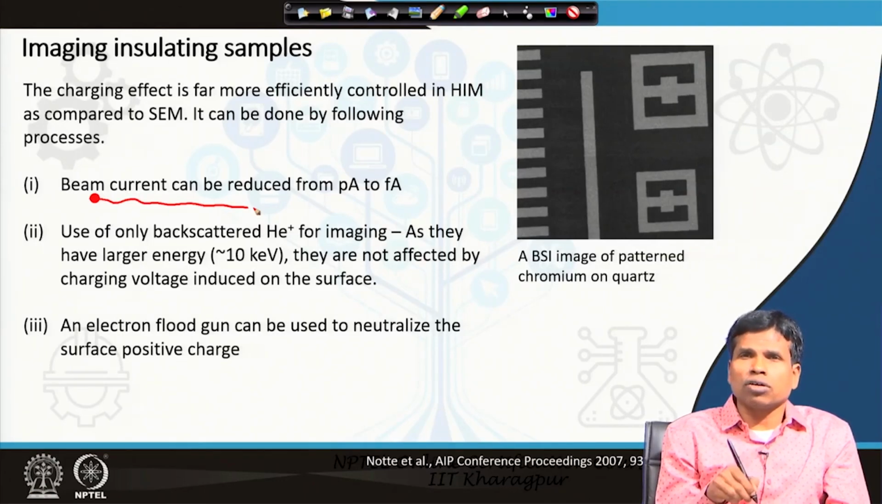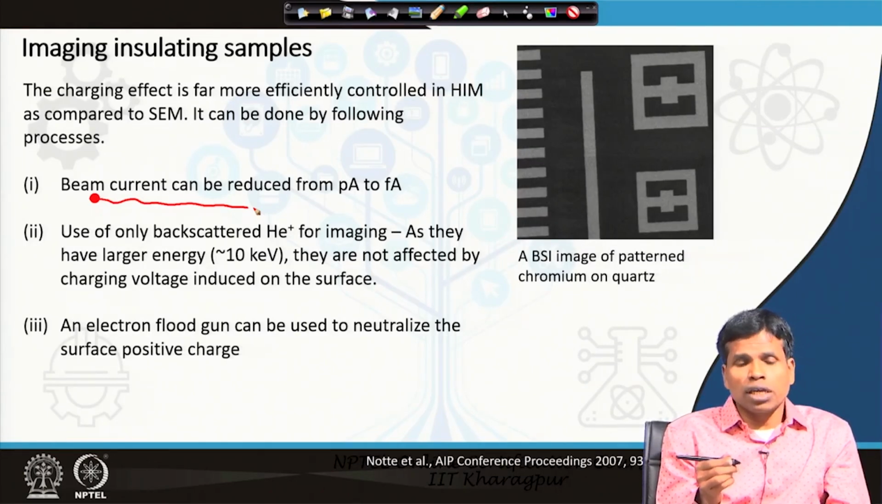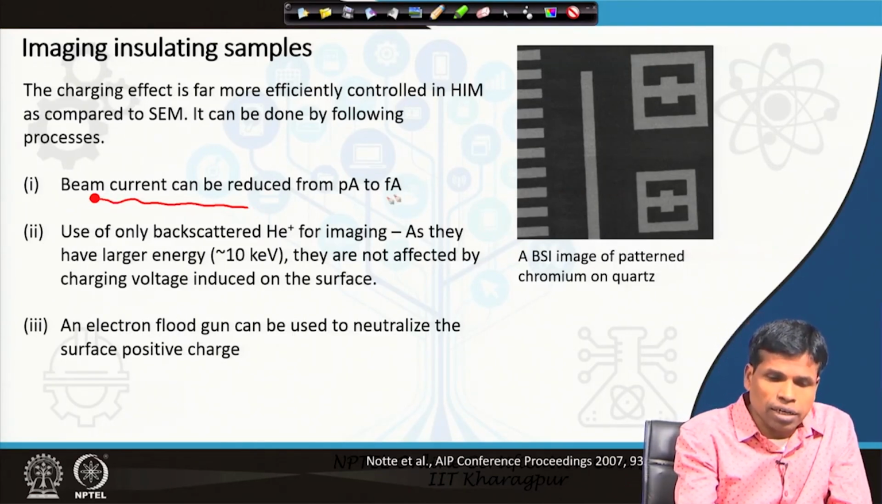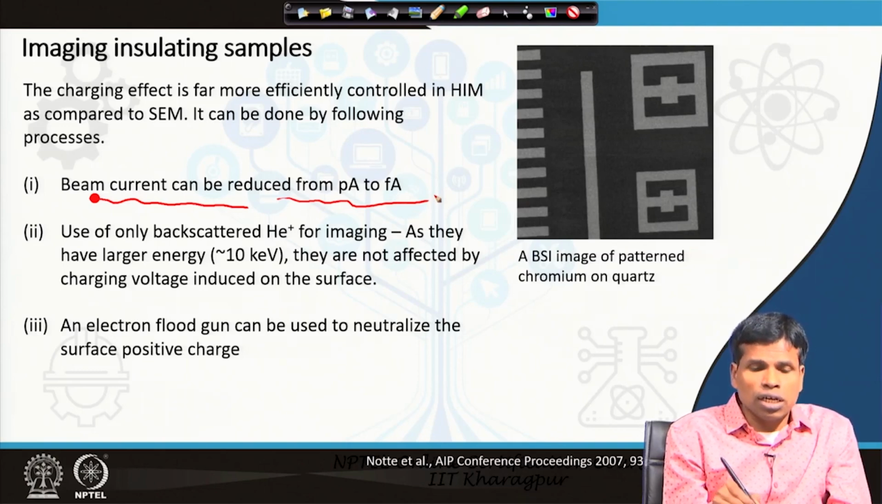On the other hand, one electron in a scanning electron microscope will produce only 1 to 1.5 secondary electrons. So, the yield of secondary electrons is much higher in the helium ion microscope. Therefore, we can use a smaller beam current and still get enough secondary electrons, or signal, to create an image. When a smaller beam current is used, fewer electrons or ions travel inside the specimen, and that would not cause charging.